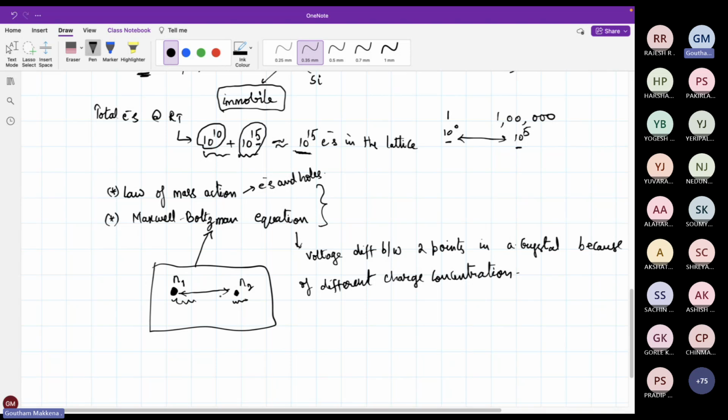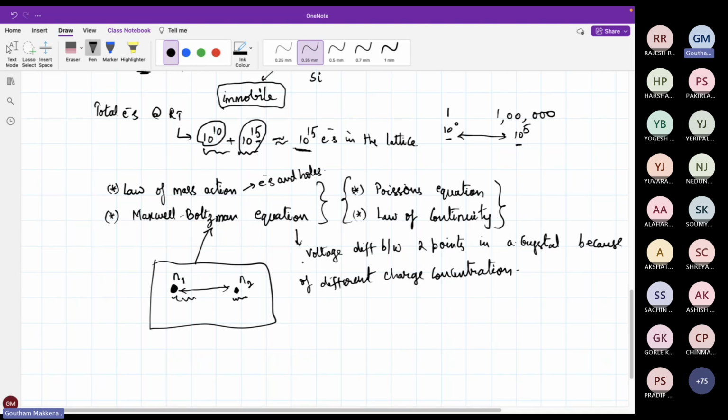How it relates and what the origins are. If you are interested, also look at Poisson's equation and the law of continuity. Again, too much physics because this is not a physics course, but you can explore these two as well. You might get more insights into the behavior of the electrons in the crystal. Yeah, right. So moving on.